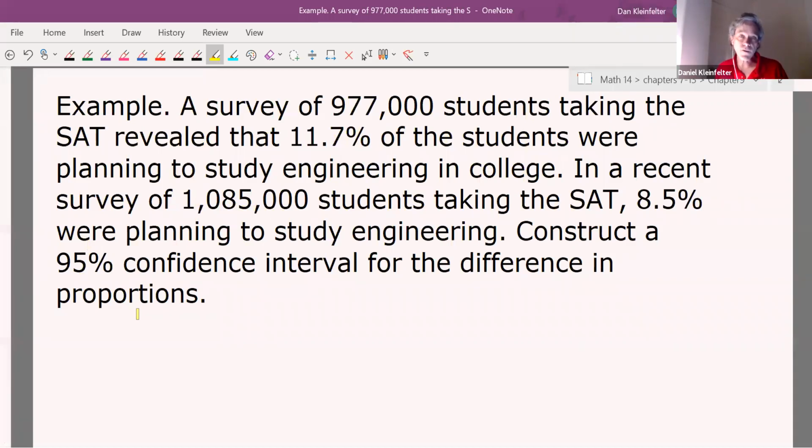Okay, so take a few minutes and see how far you can get in setting this up. Pause the video and try this yourself, and then restart the video and see how far you've gotten.